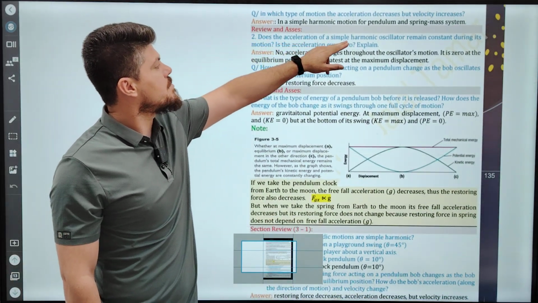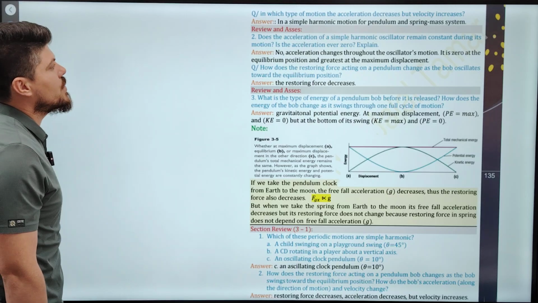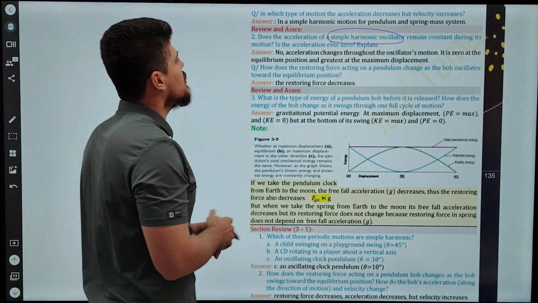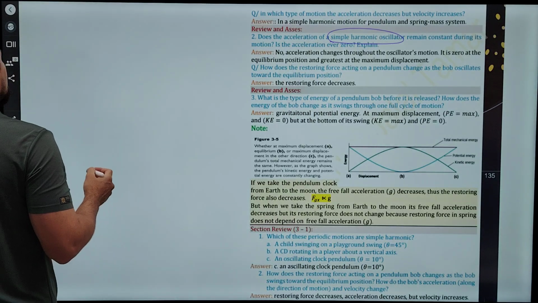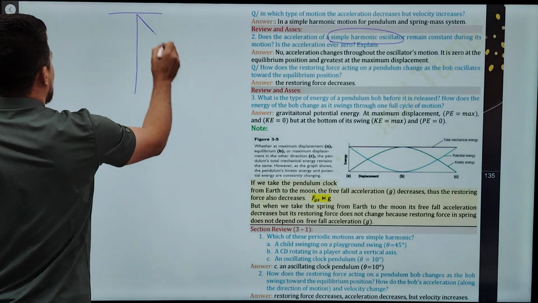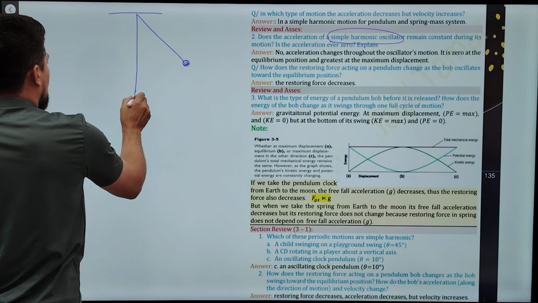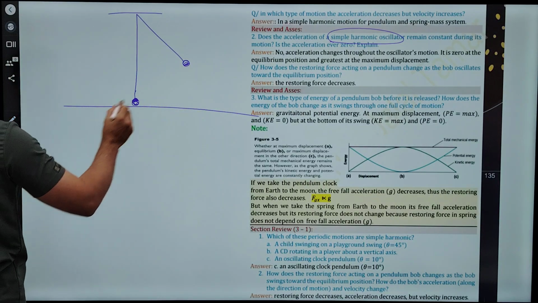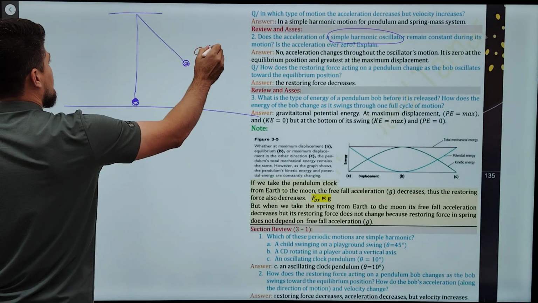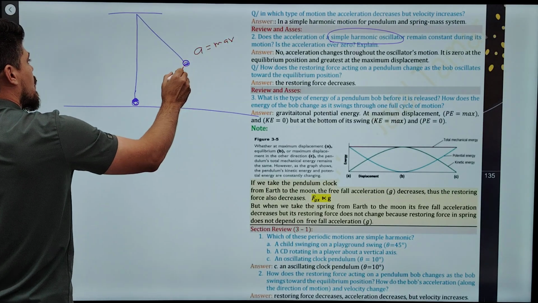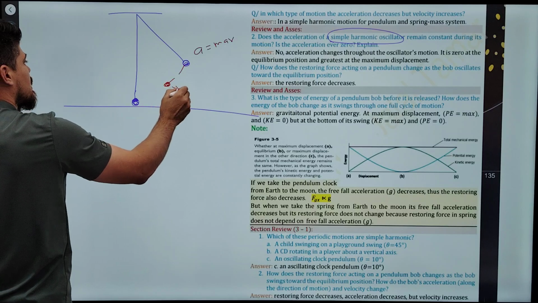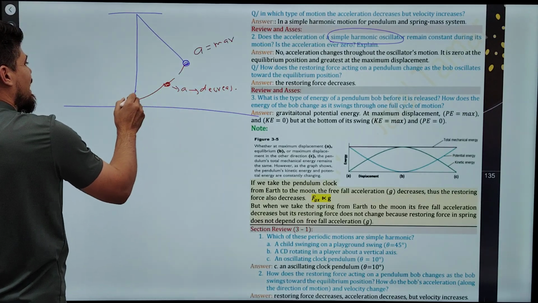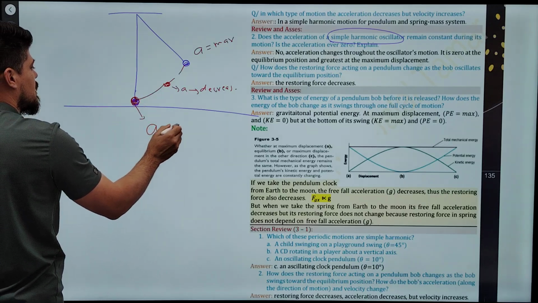Does the acceleration of a simple harmonic oscillator remain constant during its motion? Simple harmonic oscillator, it is. Acceleration is constant? No. Acceleration changes. At maximum displacement, acceleration is maximum. When the ball moves toward the equilibrium, what happens to the acceleration? Decrease, until it reaches what? Equilibrium. At equilibrium position, acceleration becomes what?